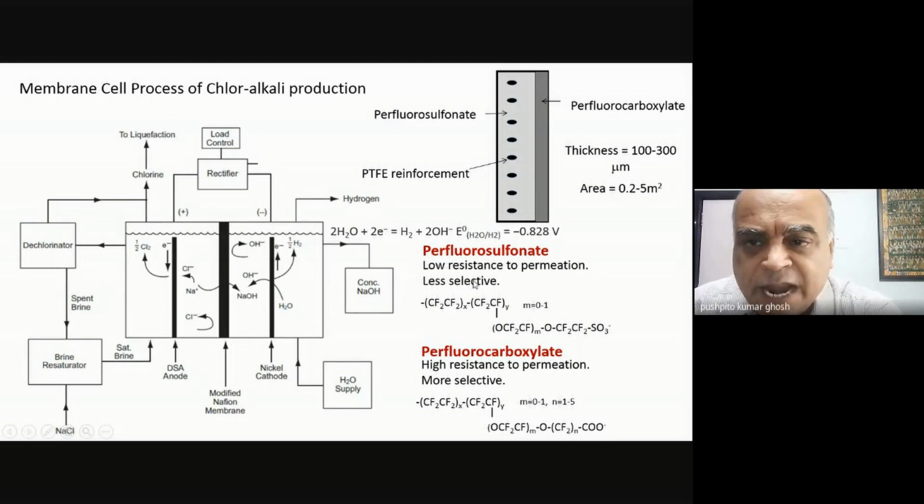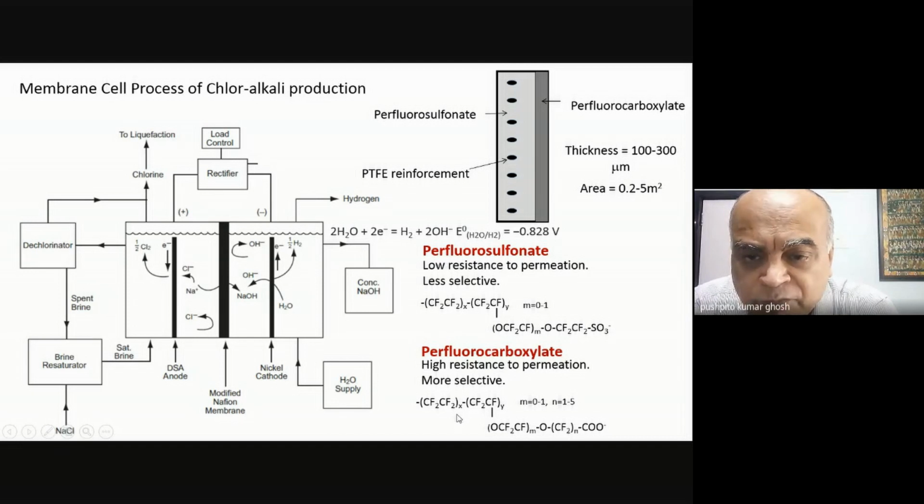Now let us try and understand a little more about this membrane. What it is, you can see, is just a tetrafluoroethylene, Teflon-like thing, except there are some sulfonate groups which have been introduced. Some other company said, hey, instead of sulfonate, why don't we put a carboxylate group? So both these membranes are known. One is the perfluorosulfonate. Perfluoro means all the hydrogens have been replaced with fluorine, because otherwise it was the hydrogen which was getting attacked by chlorine. And in the other case, it's perfluorocarboxylate.